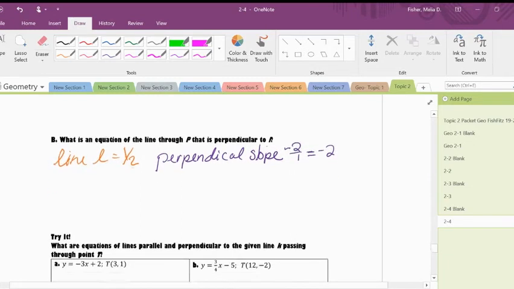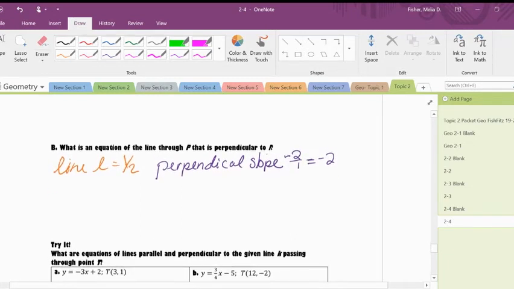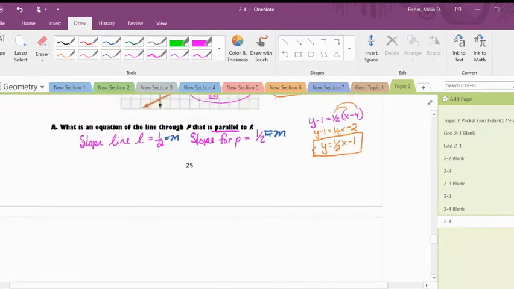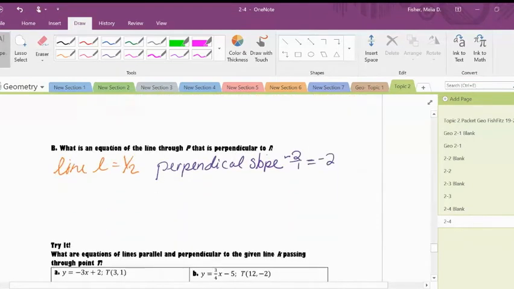Now that we know our perpendicular slope, we're still going to use P, so let's go ahead and write down that point P. It was at (4, 1). And so now we're going to use that point slope form again, and we're going to plug into point slope form.